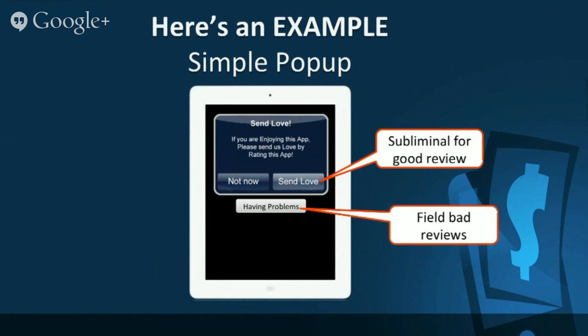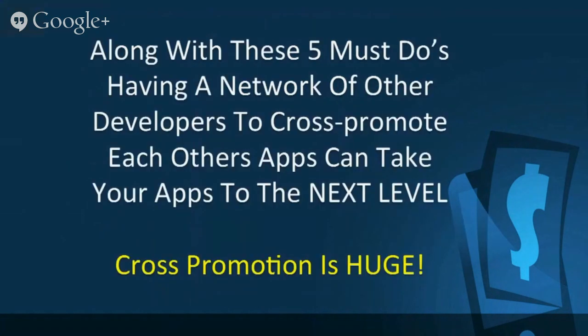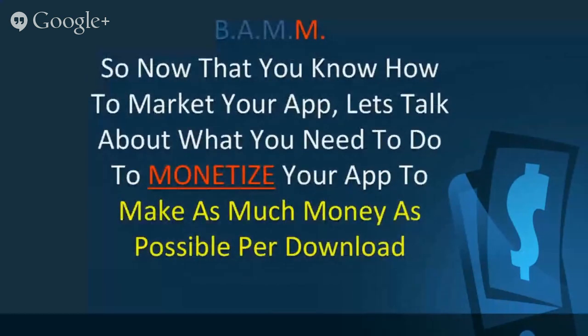So instead of sending them to the App Store to give you a rating or a review, when they click having problems, I open up an email that says, hey, if you're having problems, please let us know how we can fix it or how we can make it better. All right, so along with these 5 must-dos, having a network of other developers to cross-promote with can take your app to the next level. Cross-promotion is huge. So now that you know how to market your app, let's talk about what you need to do to monetize your app to make as much money as possible per download.